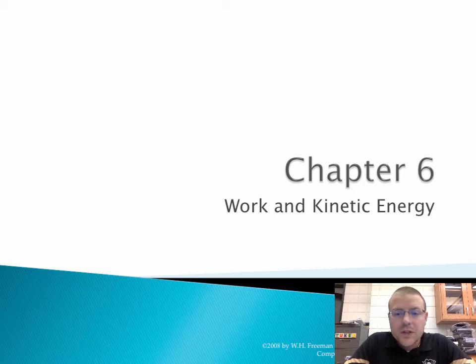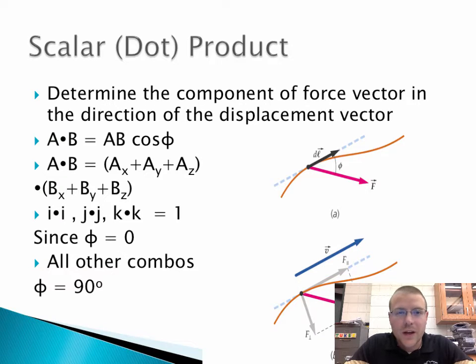Everyone, so we're here for Chapter 6, Work and Energy. To talk about that, first we need to go over a different way to describe vector quantities. And so what we have here is what we call a scalar dot product.